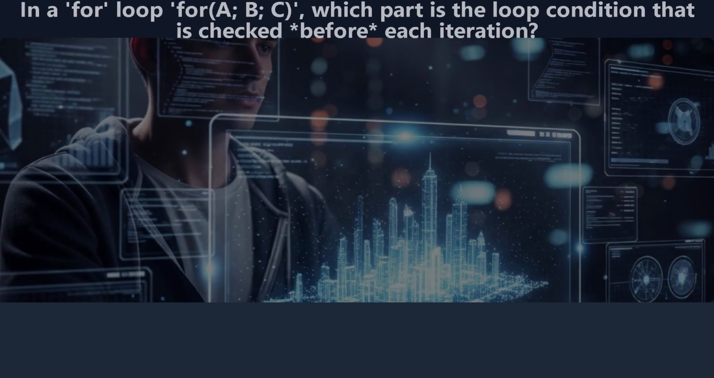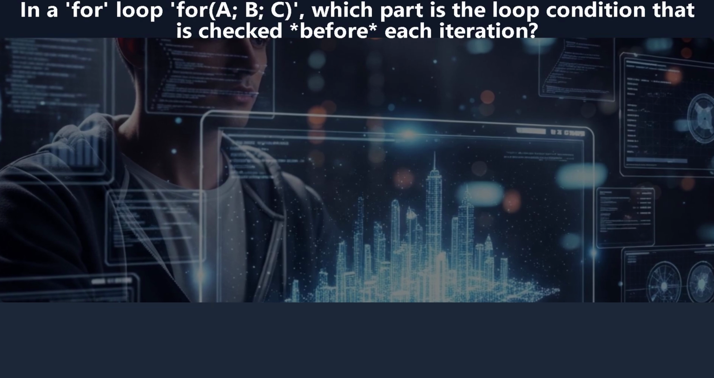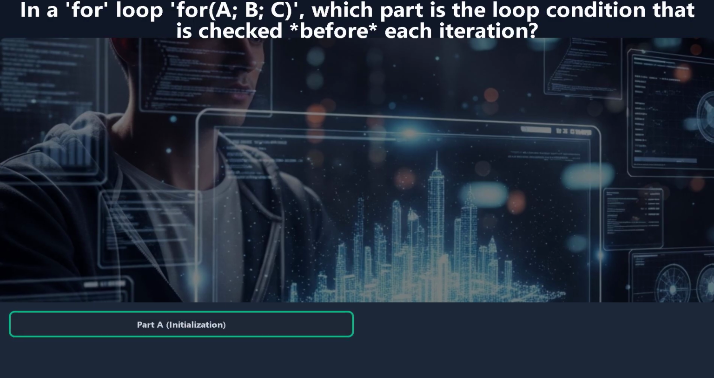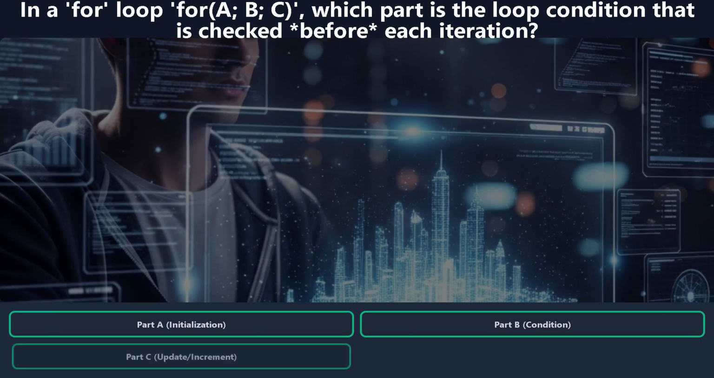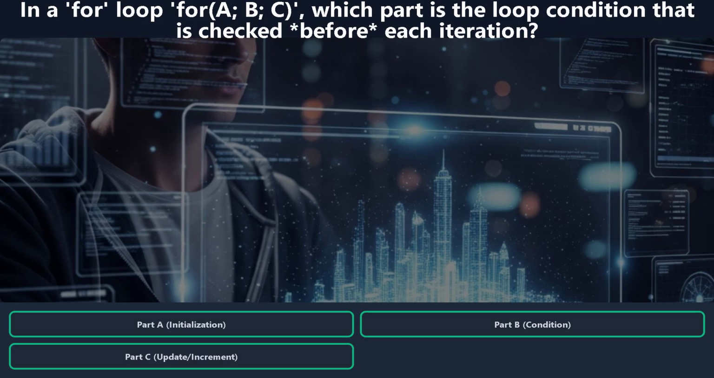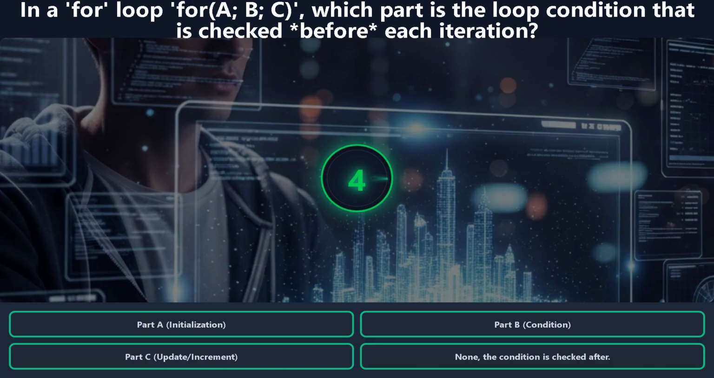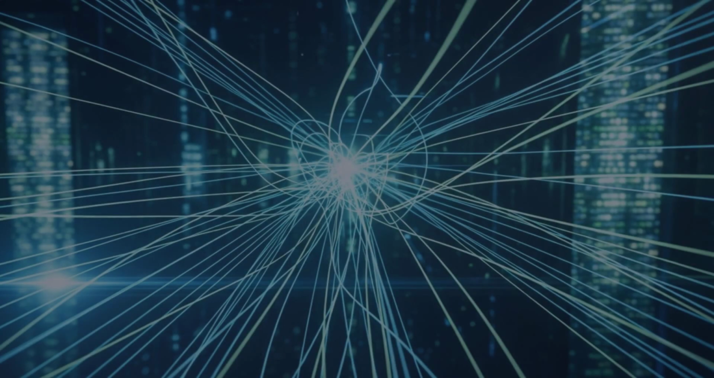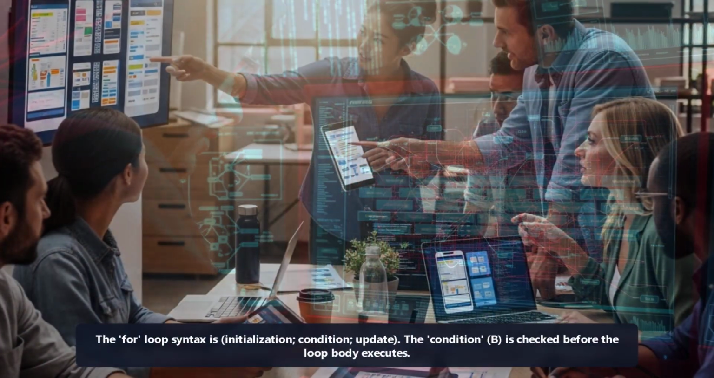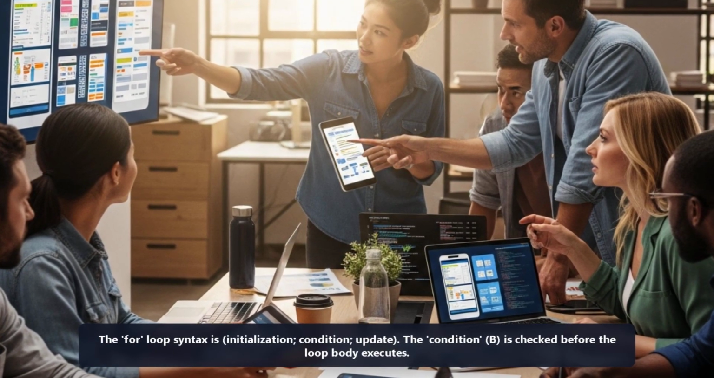In a for loop, for A, B, C, which part is the loop condition that is checked before each iteration? Part A, initialization. Part B, condition. Part C, update/increment. None, the condition is checked after. Part B, condition. The for loop syntax is initialization, condition, update. The condition, B, is checked before the loop body executes.